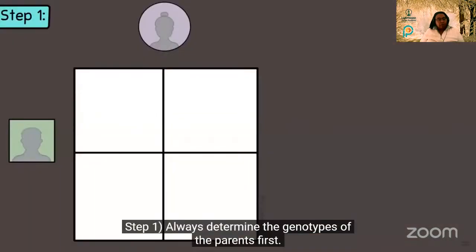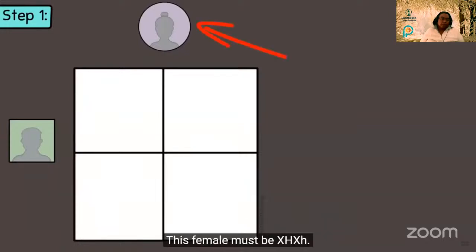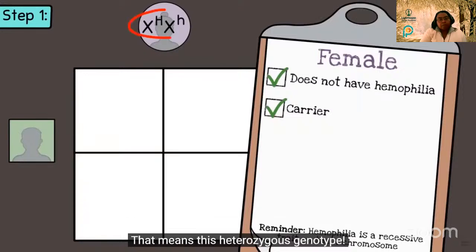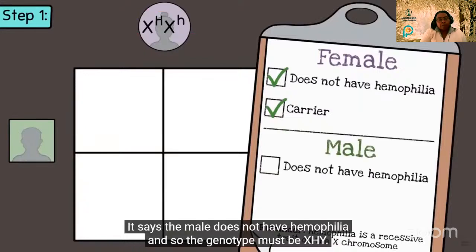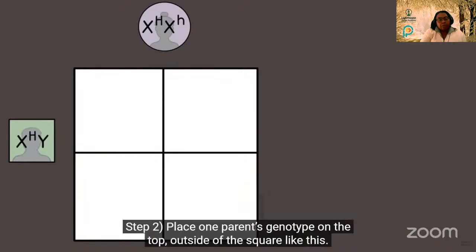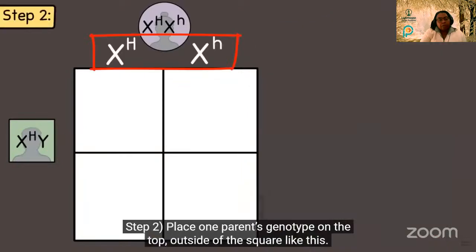Step 1. Always determine the genotypes of the parents first. The female must be X^H X^h. Why? The Punnett square problem says the individual doesn't have hemophilia, but is a carrier. That means this heterozygous genotype. It says the male does not have hemophilia, and so the genotype must be X^H Y. If it was lowercase h, this male would have hemophilia.